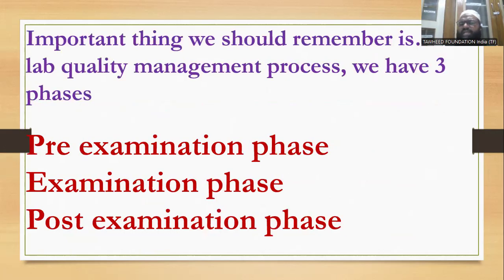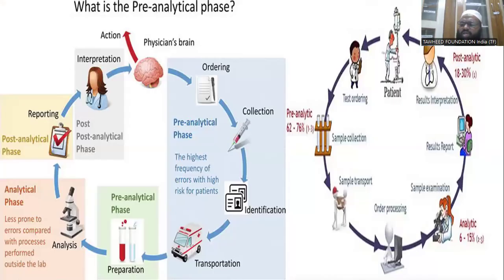One important thing we should remember is that in the lab quality management process, we have three phases. One is the pre-examination phase, which we already discussed. The sample collection process comes in the pre-examination phase. The second one is the examination phase, and the third one is the post-examination phase. So here you can see what the pre-analytical phase is. Pre-analytical phase, pre-examination phase, and pre-testing phase are all the same.